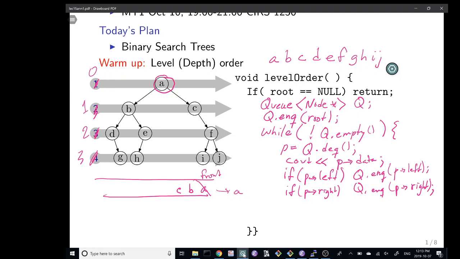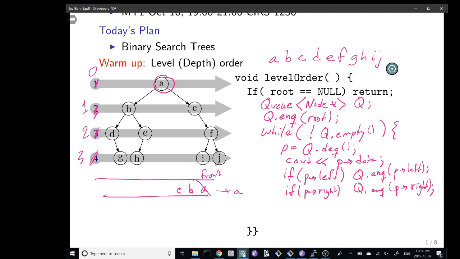Any more? Are you happy? Is this going to work? Could you prove it? If I gave you a future exam question that said, prove the correctness of this level order traversal, you could come up with a loop invariant for this loop, and you could produce a proof of correctness, or at least you'd have the structure in your head of why this is working.